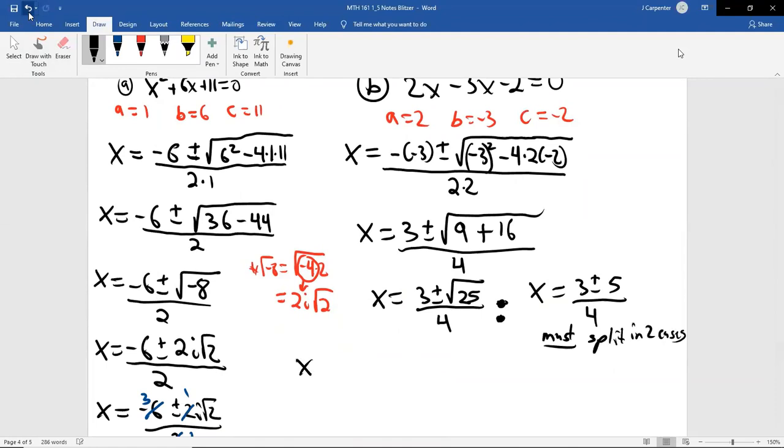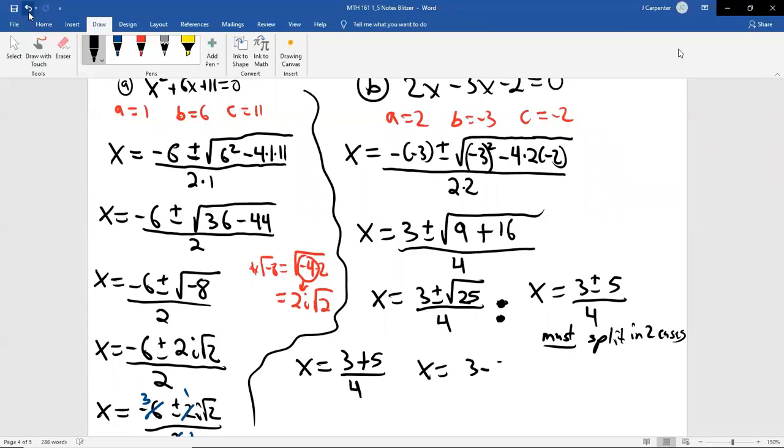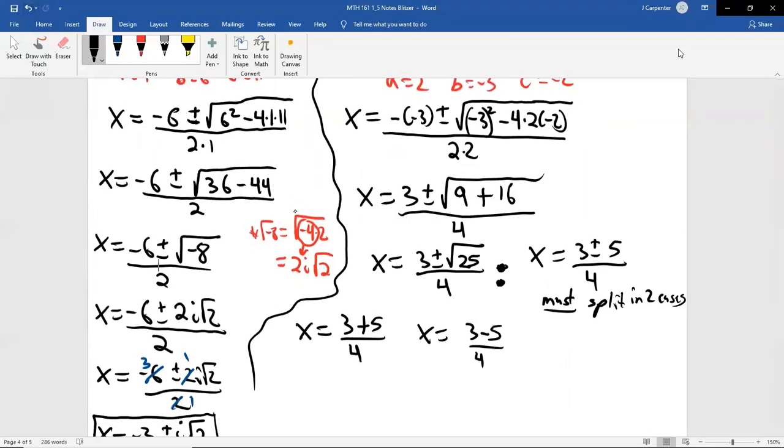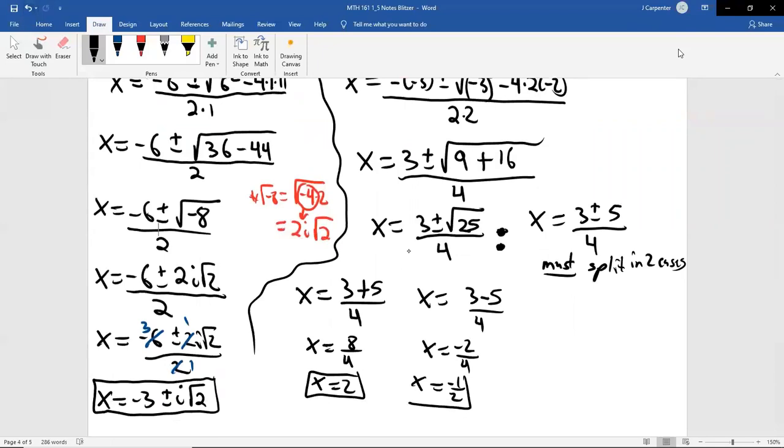So you'll go x equals 3 plus 5 over 4, and you'll go x equals 3 minus 5 over 4, or a comma to separate them, whichever. 3 plus 5 is going to be 8, so that's x equals 8 over 4, which is 2, so that's one of the answers. 3 minus 5 is negative 2, so that's negative 2 over 4, which must reduce to negative 1/2. So there are our two answers.